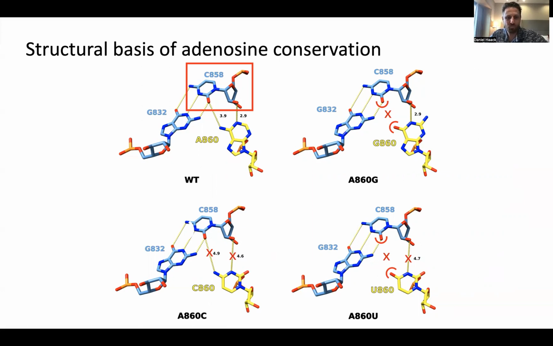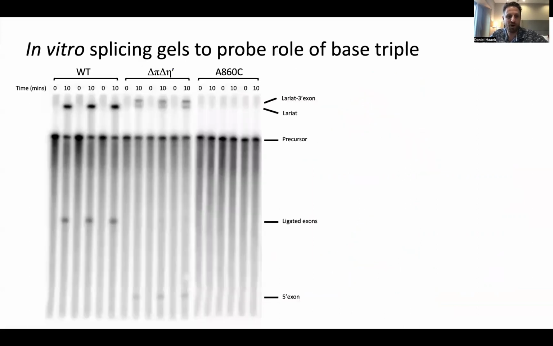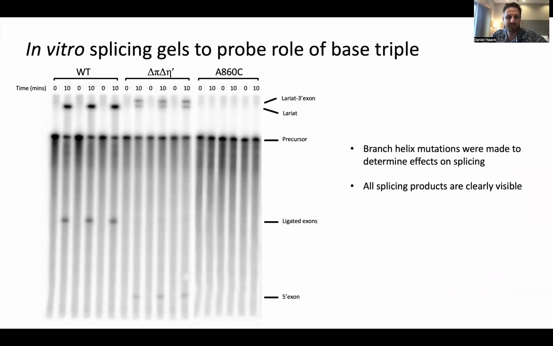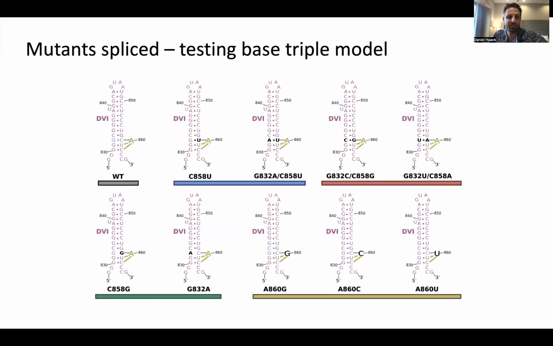I do want to quickly note, however, that a uridine substitution at C858 in theory should maintain the base triple interaction. In order to directly test our model, branch helix mutants were made and analyzed in our in vitro splicing assay. Here are some example gels, and as you can see, all the splicing products are clearly visible and every band can be unambiguously assigned.